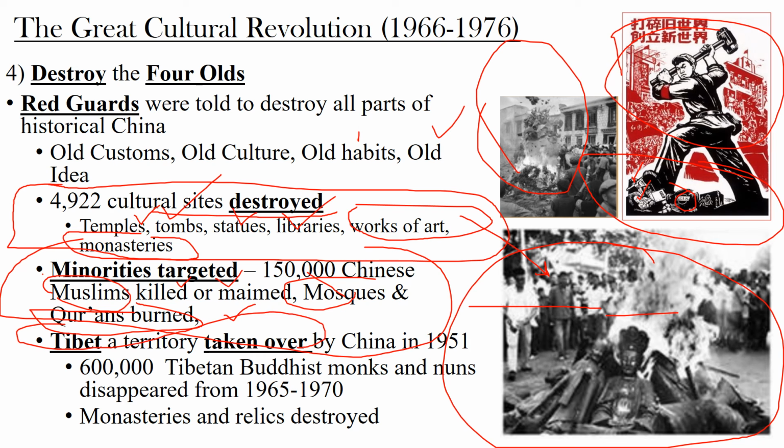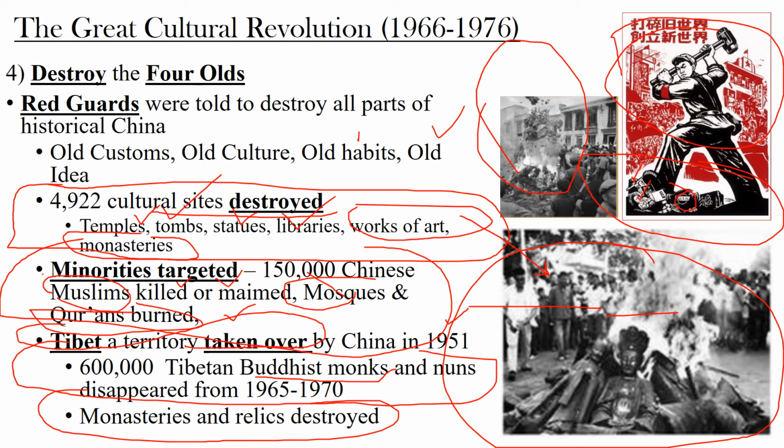Tibet, another territory taken over by China in 1951, you had a massive persecution there because Buddhism was an old way as well, one of the Four Olds that must be destroyed. And you had over 500,000 monks and nuns disappear, just gone. We know they existed, we have birth records, and then all of a sudden they disappear in this five-year period of chaos and anarchy. Monasteries are destroyed, relics are destroyed, ancient copies of writings that can never be reproduced are gone forever.